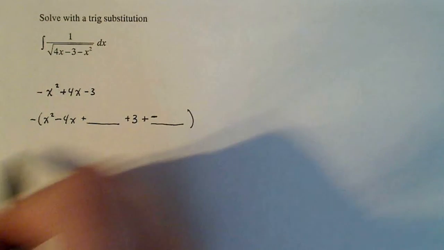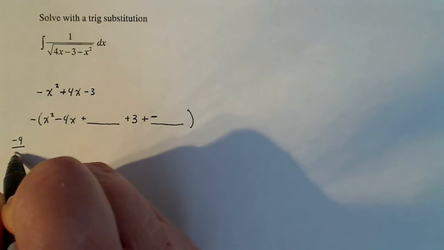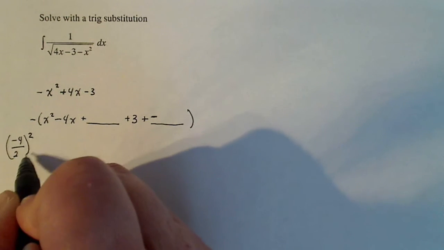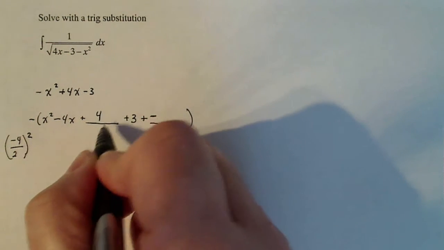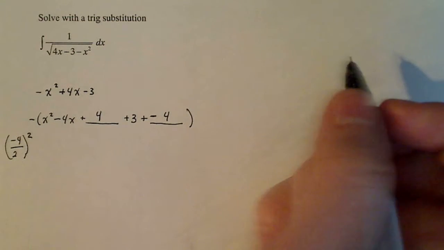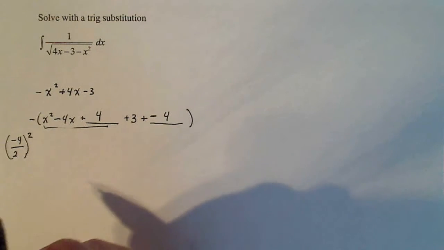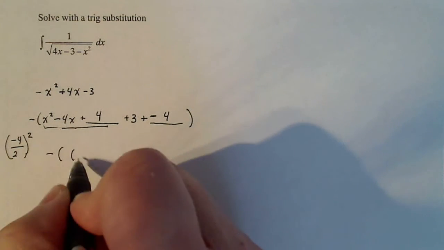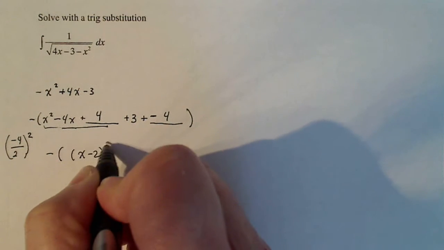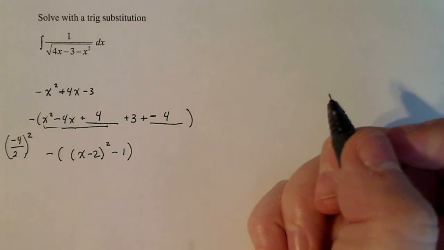So what number goes in here? I have to take the coefficient of the x term, divide by 2, and square it. And that number turns out to be minus 2 squared, which is 4. So I have to add 4 and subtract 4 in order to keep this the same. Now I just take a look at this bit in here. That's supposed to be a perfect square. So if I factor that, that's going to be x minus 2 quantity squared, and then I take 3 and add negative 4, and that gives me negative 1. So there's my completing the square all finished.